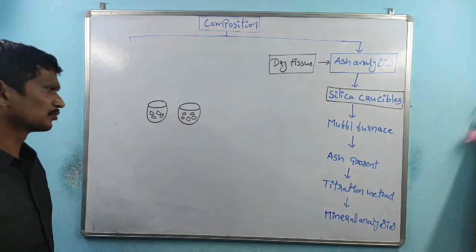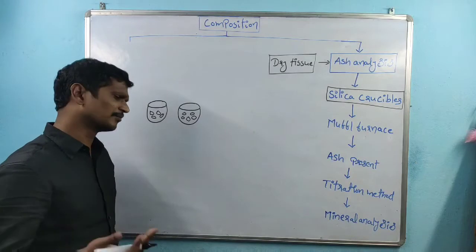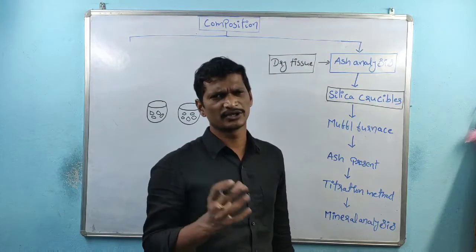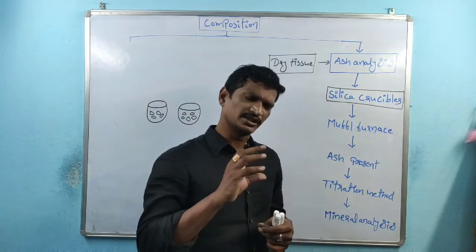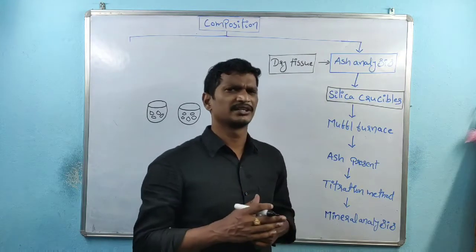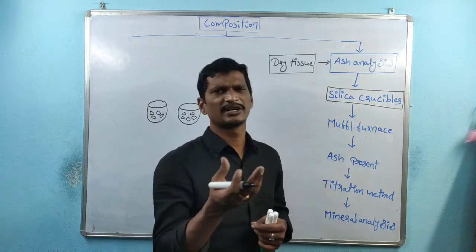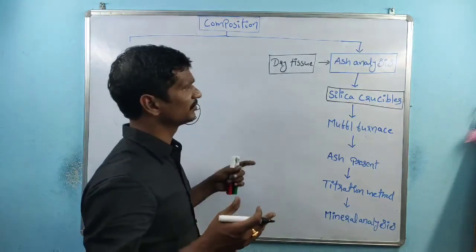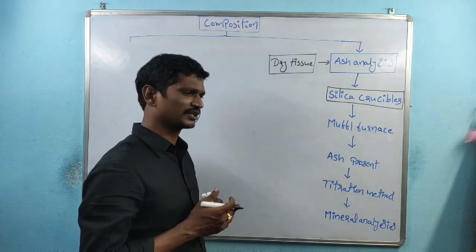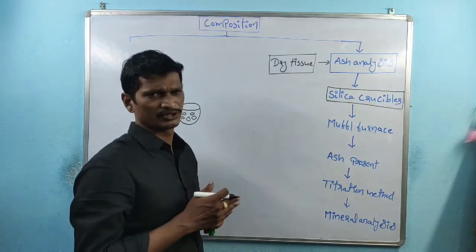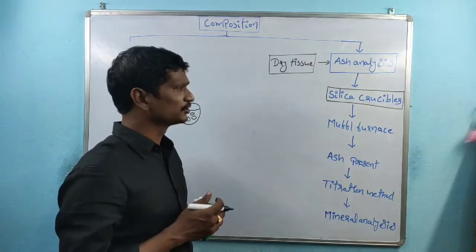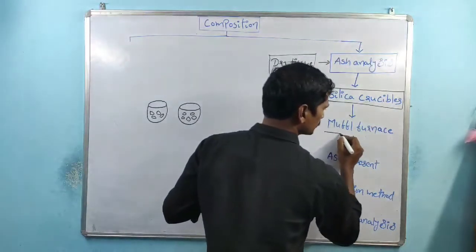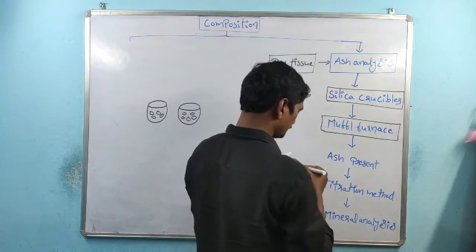After the complete drying process, in certain cases the dry tissue is converted into a powder. It is subjected to breakdown, like the different types of flours we know, such as wheat flour. Here also, the dry tissue is completely broken down and we finally get a flour. That flour is added to the silica crucibles, and the silica crucibles are kept inside the muffle furnace.